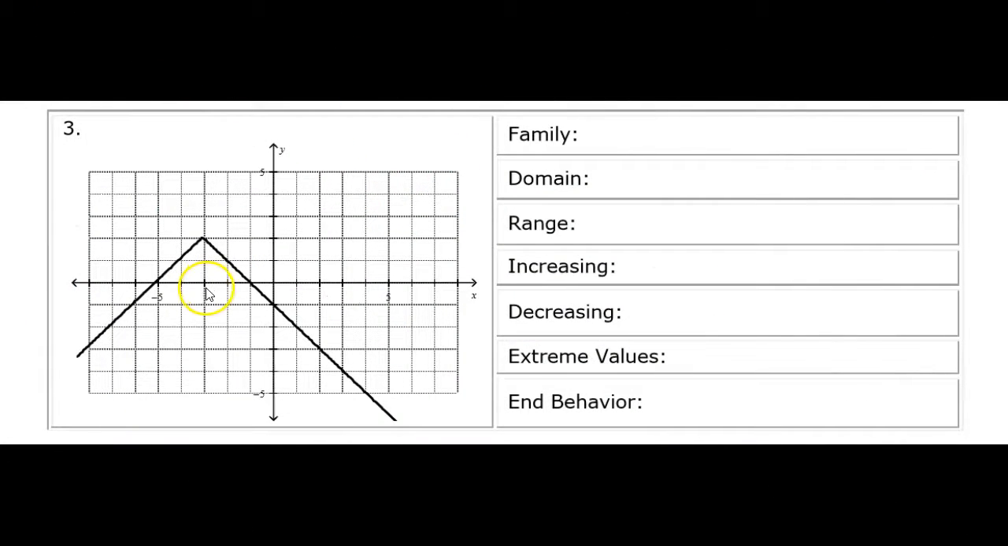So I just want to take a look at number 3 on your homework. Since this is a V-shaped graph, it will be absolute value. Domain, we can see, is going from positive infinity to negative infinity.